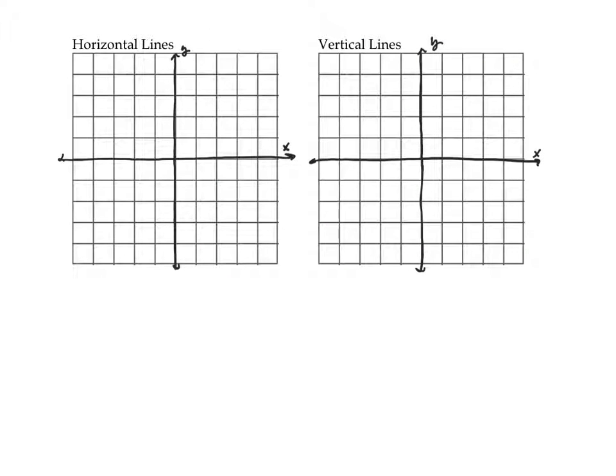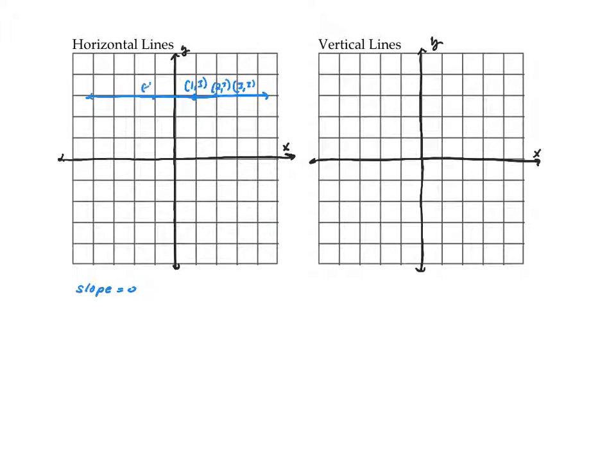Finally, we'll take a look at horizontal and vertical lines. A horizontal line is a line like this blue one. And you see this blue line has a slope of 0. But what we notice is that each point on this blue line has the same y value. For example, this point right here is at 1, 3. This point is at 2, 3. This point is at 3, 3. I think you get the picture.